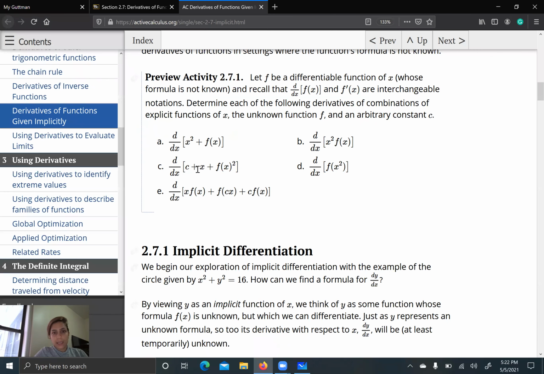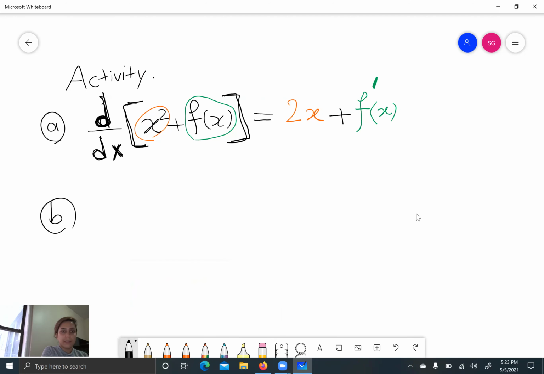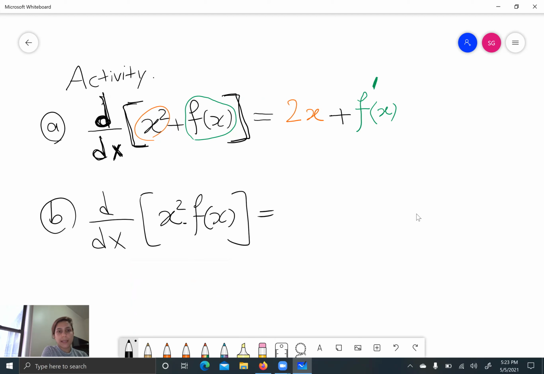Okay, now let's do b, x squared times f of x. Take the derivative of x squared times f of x. So what does this notation mean? It means take the derivative of whatever is inside the bracket. So we should take the derivative of the thing inside the bracket with respect to what? With respect to x.